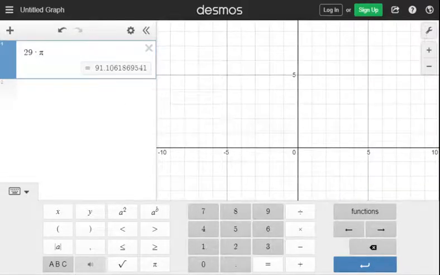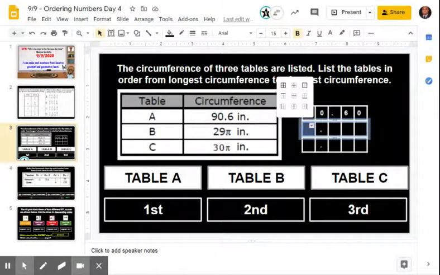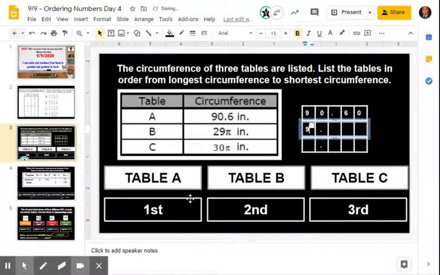So now I'm going to go back over to our assignment, bring you over here, and I'm going to type in 91.10. Tab over, decimal, 1, 0. All right, and then table C is 30 times pi. So once again, I'm going to go back over to my calculator.